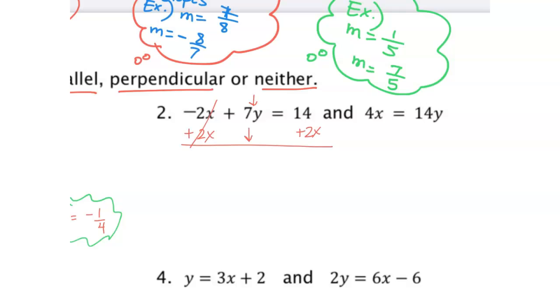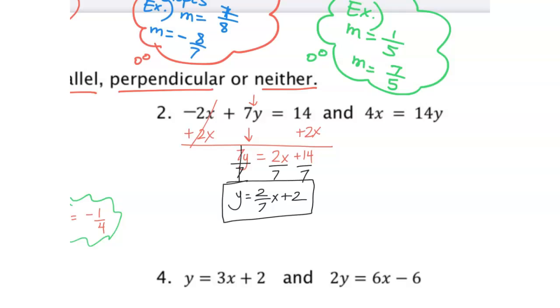We're going to bring down our 7y equals, we have that positive 2x and we have a positive 14 over here. Okay, 7 is being multiplied by y. Let's undo it by dividing everything by a 7. 7 over 7 gives us just y equals 2 over 7x plus 14 divided by 7. That gives us a 2. And we've solved it for y.